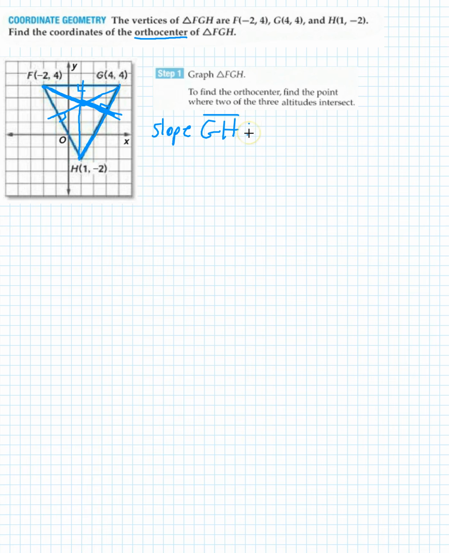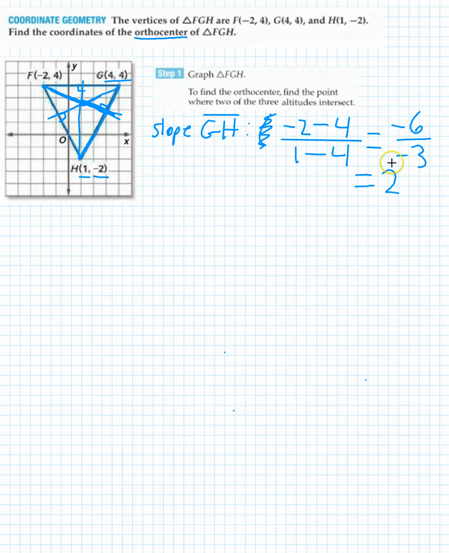That's pretty easy. That's y2 minus y1 over x2 minus x1. So y2 would be -2 minus my y1, 4, over x2 minus my x1, 4. Simplifying that would be -6 over -3, which reduces to +2. So I found the slope of line GH.